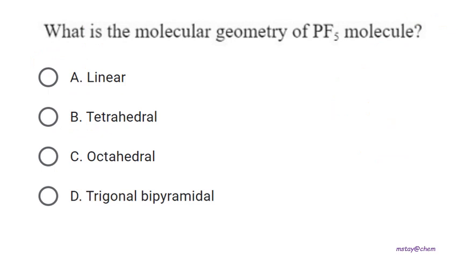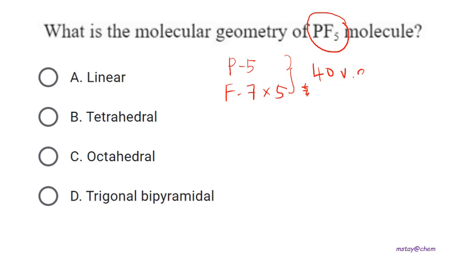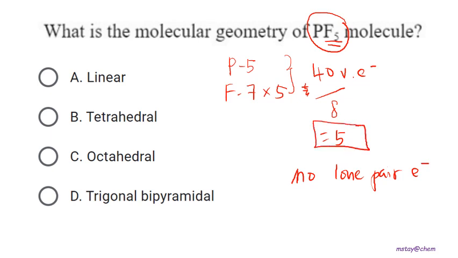What is the molecular geometry for PF5? Phosphorus has 5 valence electrons, fluorine has 7 valence electrons times 5. So altogether we have 40 valence electrons. Then when we look here, there are 5 terminal atoms. So divide by 8 equals 5. That means PF5 has no lone pair electrons, so we only have 5 electron domains. The basic shape for 5 electron domains is trigonal bipyramidal.